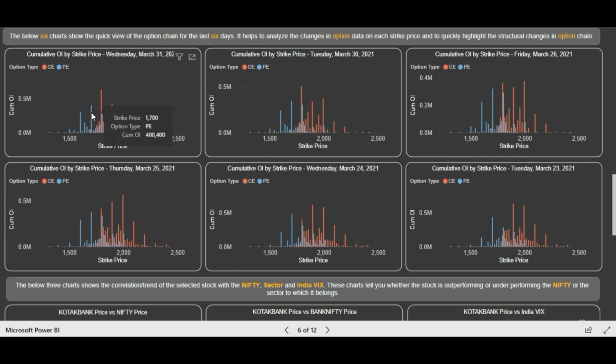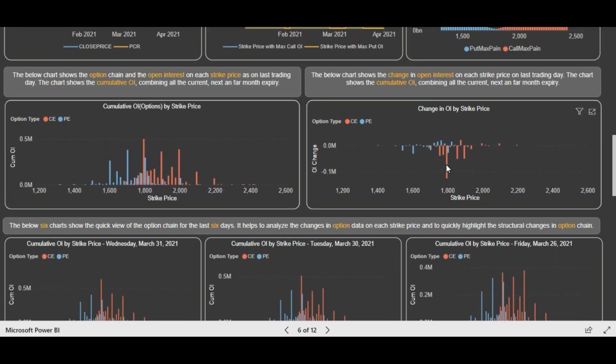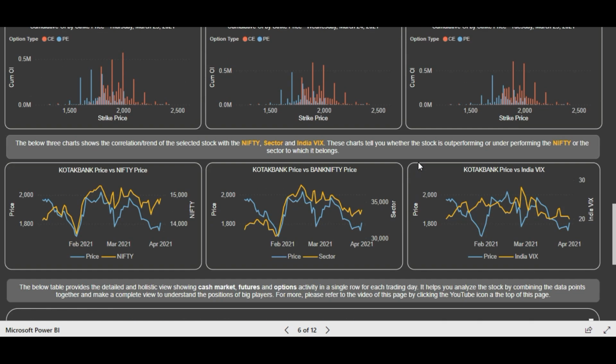And now as you can see, call unwinding has been done. So at the support level, we have to see how the Nifty pans out next week. Bank Nifty has been in a bearish zone. So you can see that Kotak Bank now can take further moves. So we have to see how the banking turns out. Option data is still to be watched. Now let's see the bottom data.